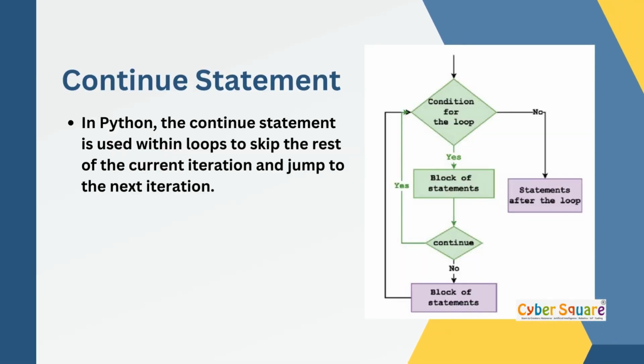The continue statement is used within loops to skip the rest of the current iteration and jump to the next iteration. Look at this flow chart. Here, the loop starts with a block of statements. Then it checks a condition. If the condition is true, the loop continues to another block of statements. If the condition is not true, the loop terminates and exits to a block of statements after the loop.